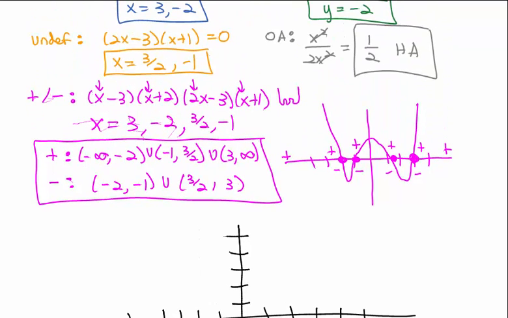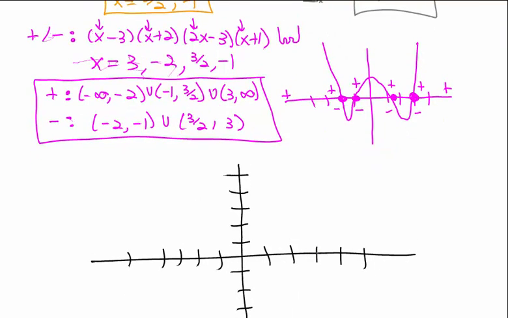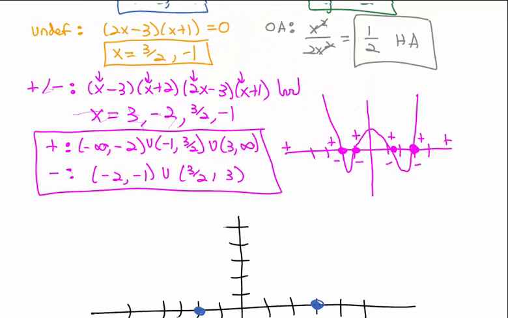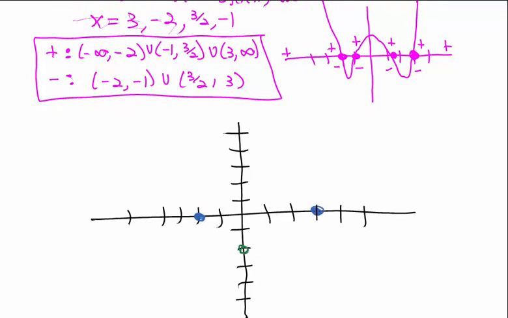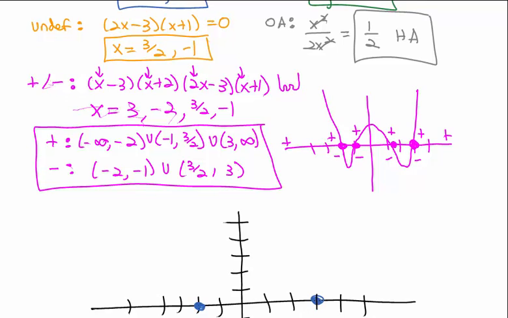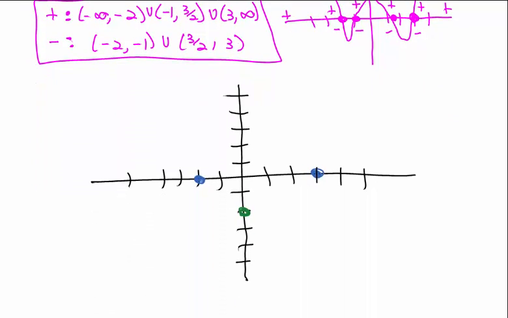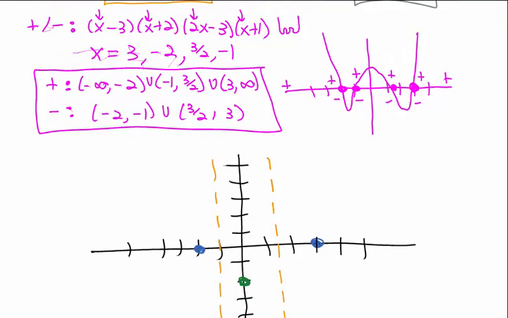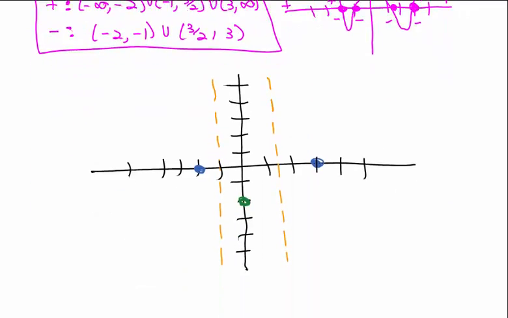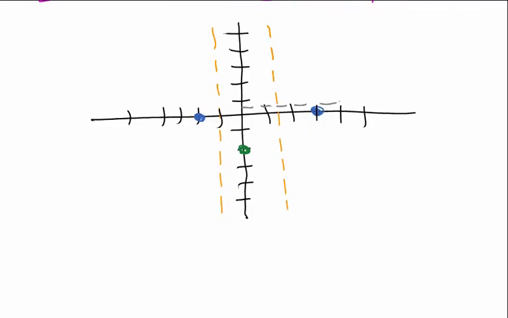First, the x-intercepts were at -3, or I'm sorry, 3 and -2. So 3 and -2. The y-intercept, that one was at -2 on the y-axis. The undefined points, they're both vertical asymptotes at 3/2 and -1. So a vertical asymptote at 3/2 and a vertical asymptote at -1. And then a horizontal asymptote at 1/2. So a short horizontal asymptote there.